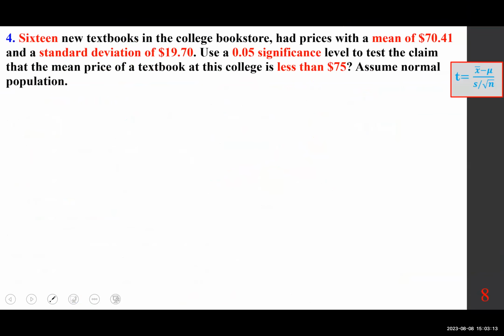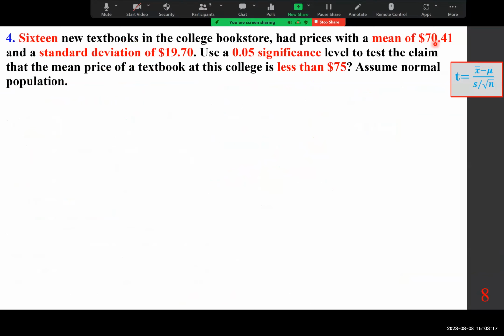"16 new textbooks in the college bookstore had prices with the mean of $70.41, with a standard deviation of $19.70. Use a 0.05 significance level to test the claim that the mean price of a textbook at this college is less than $75. Assume normal population." Perfect. Again, we are dealing with a word problem.